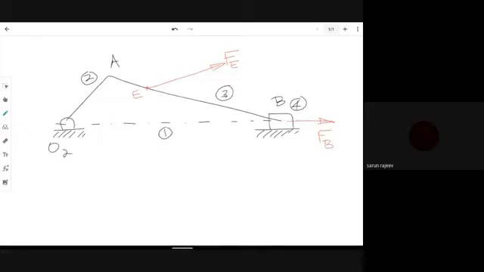Now, what you're supposed to do is calculate the torque T2, which is acting on link number 2 due to the action of these two external forces, so that the whole system remains in static equilibrium condition. This is the question you are supposed to answer, and you are specifically instructed to use the principle of virtual work. Use virtual work principle. How will you be doing this question?